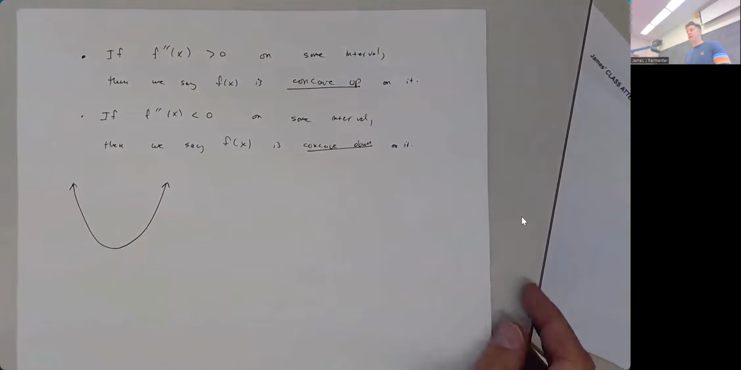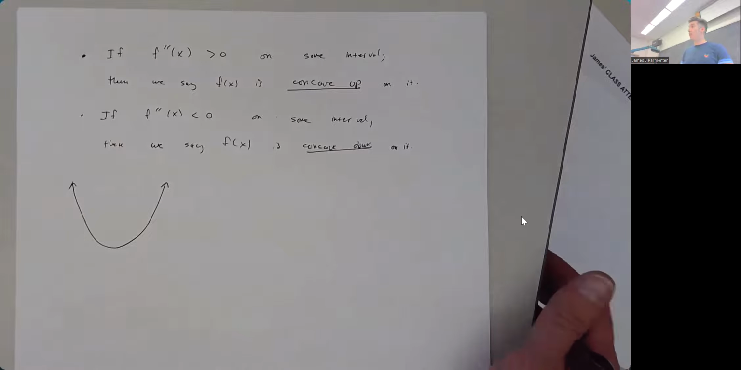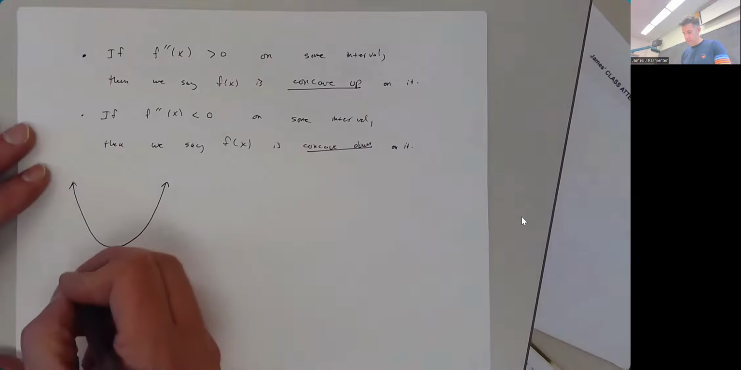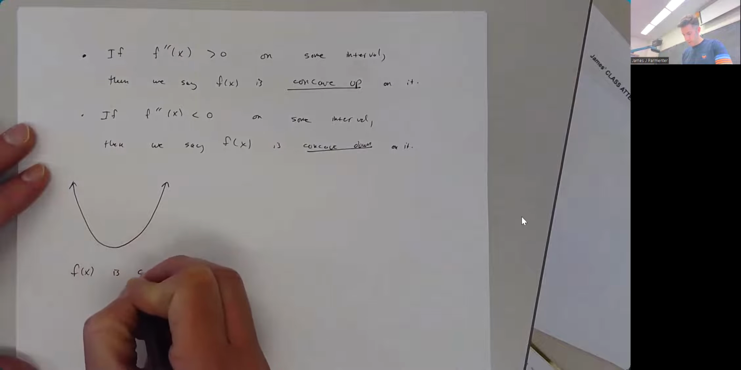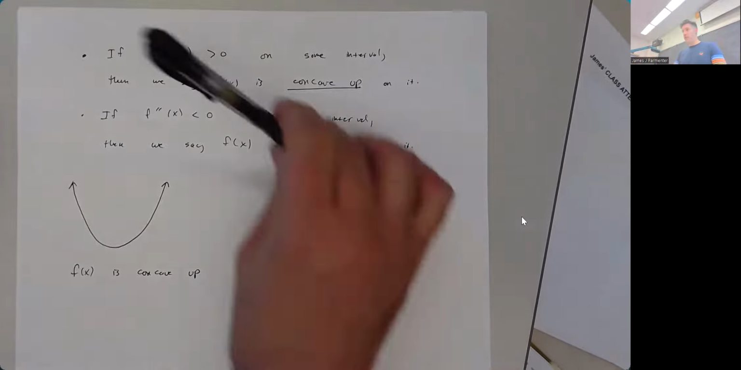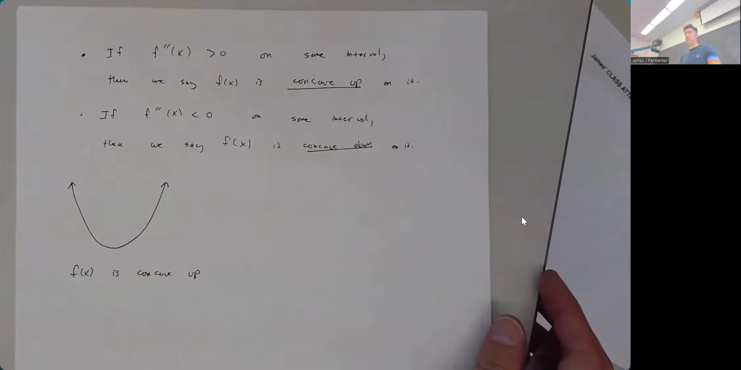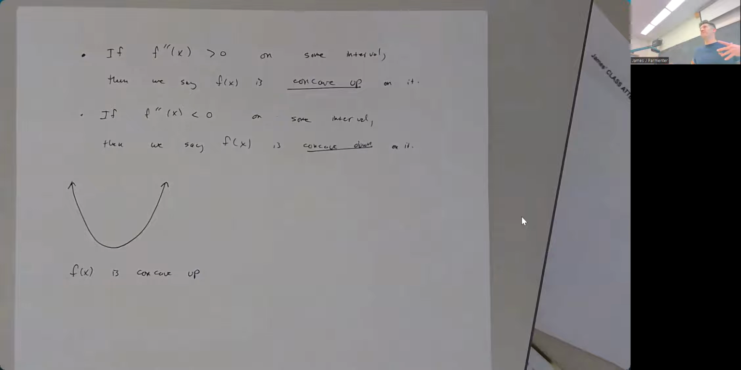This function I've drawn here, this parabola-ish looking thing, is for sure concave up. So f of x here is concave up. Let's talk about what the derivative of this function is doing. And whenever you're talking about the behavior of a function, which direction are we thinking? Left to right or right to left? Always left to right. Always.